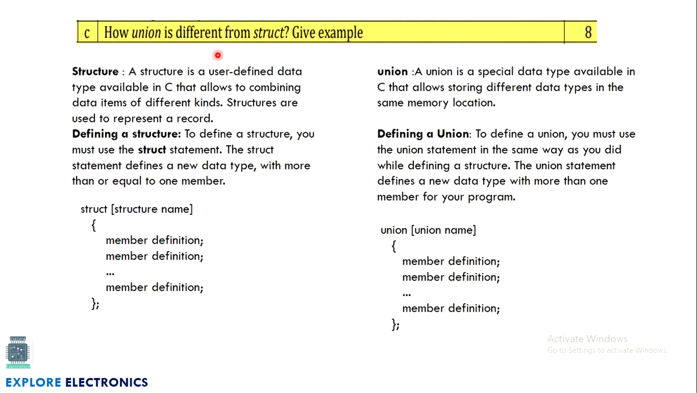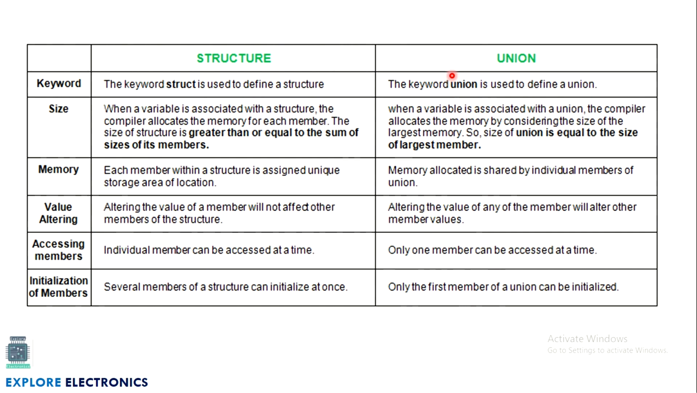Now how is union different from structure, give example. So for this you can briefly explain what is structure, what is union, then how to define structure and how to define union. Separately you can mention all the information regarding structure and union, and then give an example for each of them, how we write structure, how we write union. And then since they are asking for difference, you can write a difference table. So structure and union we have, and then based on these parameters you can write the differences between them.